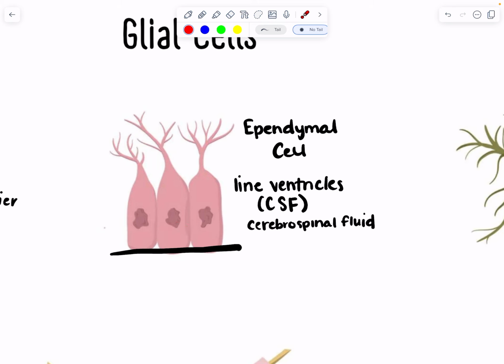Essentially, it's a filtration process where it takes the nutrients and things that it finds in the blood and interstitial fluid from the rest of our body, and then, in the ventricles, creates the cerebrospinal fluid. That cerebrospinal fluid is how the whole brain is getting nutrients and ions and all of that jazz. So that's the ependymal cells. They kind of look like epithelial tissue because they're lining. This would be the ventricle.